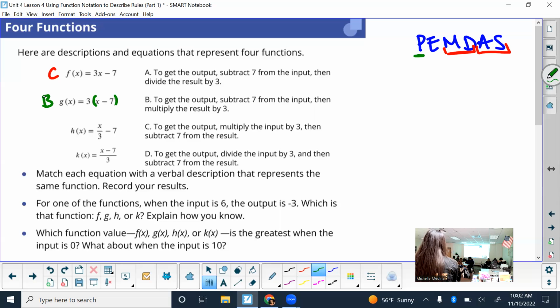Which one best matches h of x? All right, I think I heard D. So let's see. To get the output, divide the input by 3, then subtract 7 from the result. So yes, this one has division before the subtraction. That means the last one must be A. Why in that one would we subtract before dividing by 3? Well, the fraction bar does mean divide, but why are we doing it second?